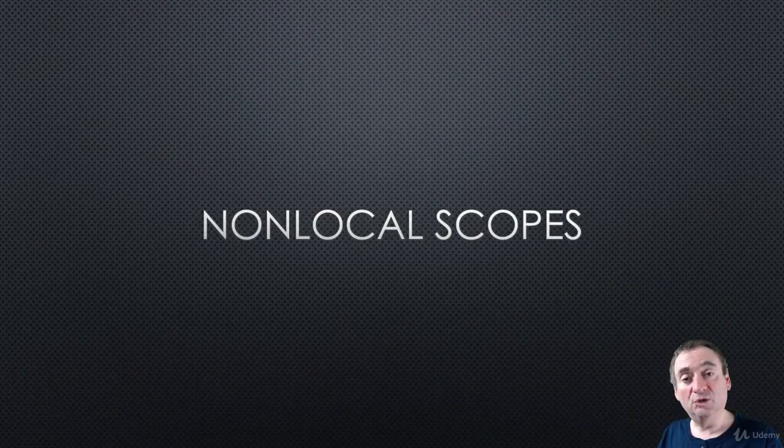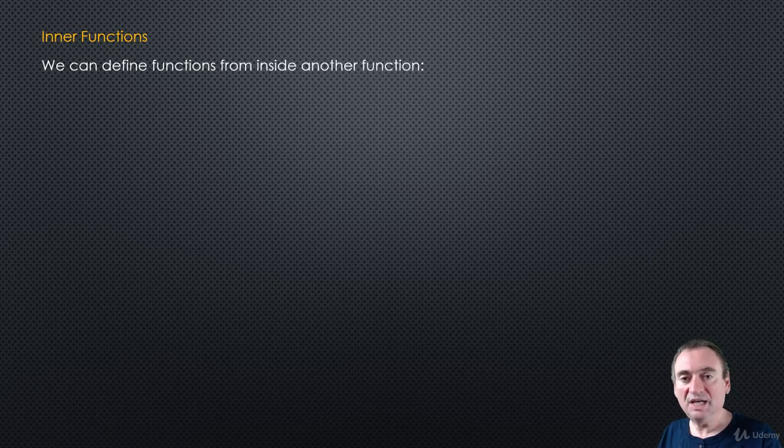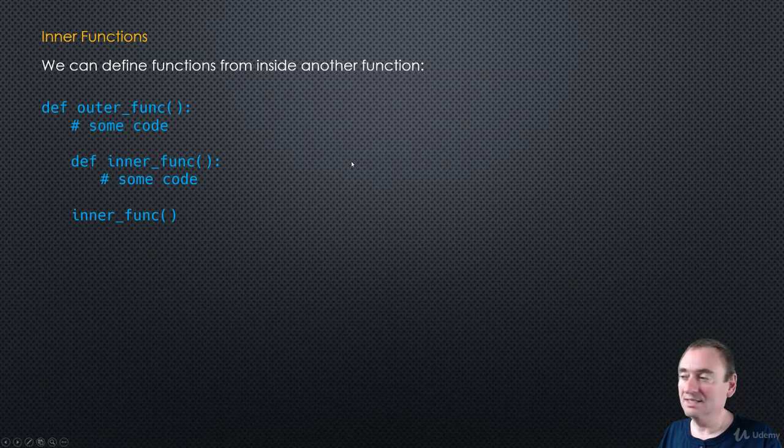Hi, in this video we're going to look at something called a non-local scope. Now we've already seen local scopes and global scopes as well as the built-in scope, but a local scope and a non-local scope are related, but they're a little bit different. And this is when we start defining functions within another function, and we can certainly do that. Let's take a look at an example.